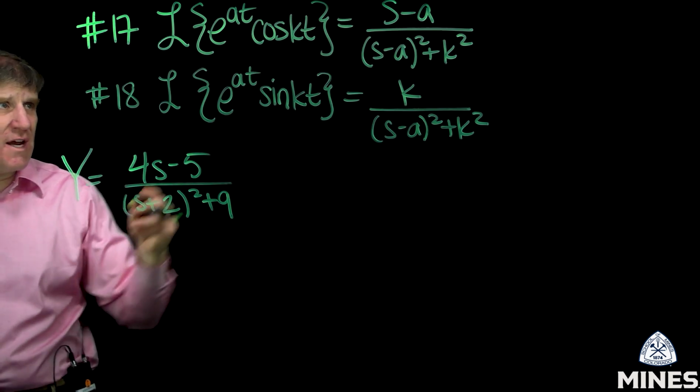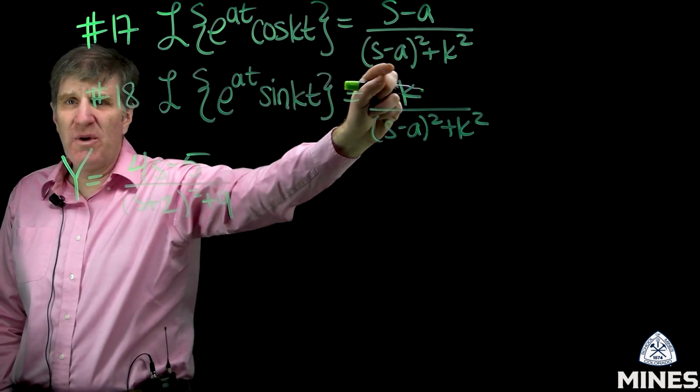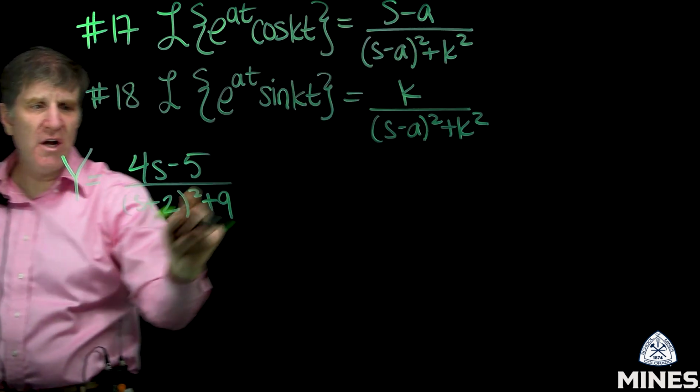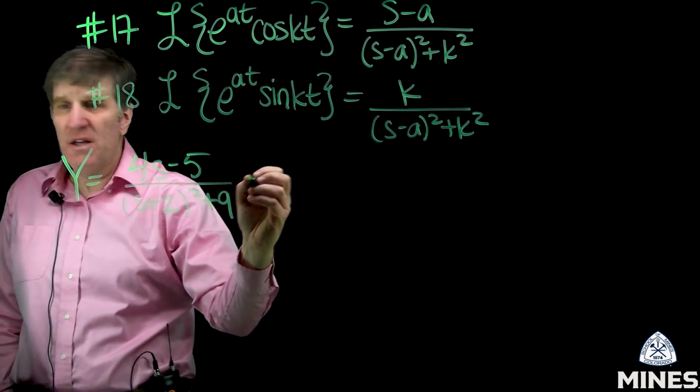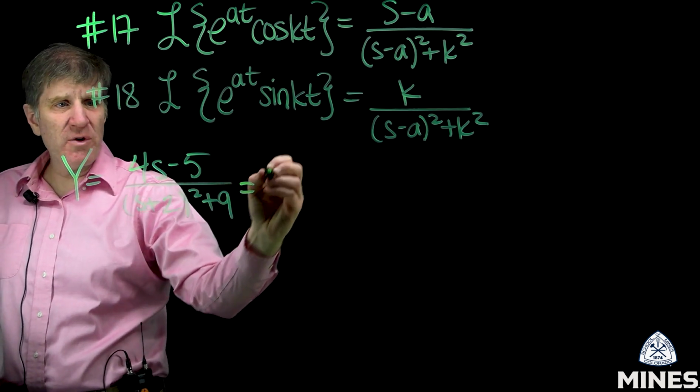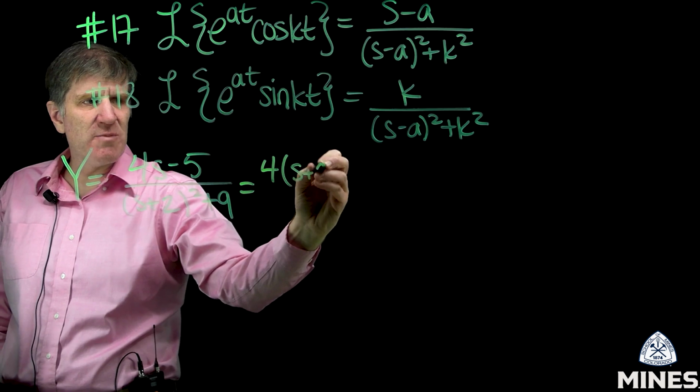And if it's going to fit the table, we want the same s minus a that we have in the denominator. We want that in the numerator. So the same s plus 2 we have down here, we're going to want that upstairs. So I'm just going to force it. And at first it's cheating. Instead of s, I'm going to write s plus 2.